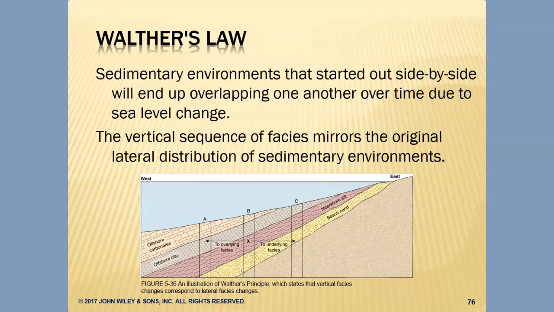Now, this law states that sedimentary environments that started out side by side will end up overlapping one another over time due to transgression and regression. You'll know if there is a transgression or regression because the vertical sequence of facies mirrors the original lateral or horizontal distribution of those same sedimentary environments. And you can see this in figure 5-36 below.